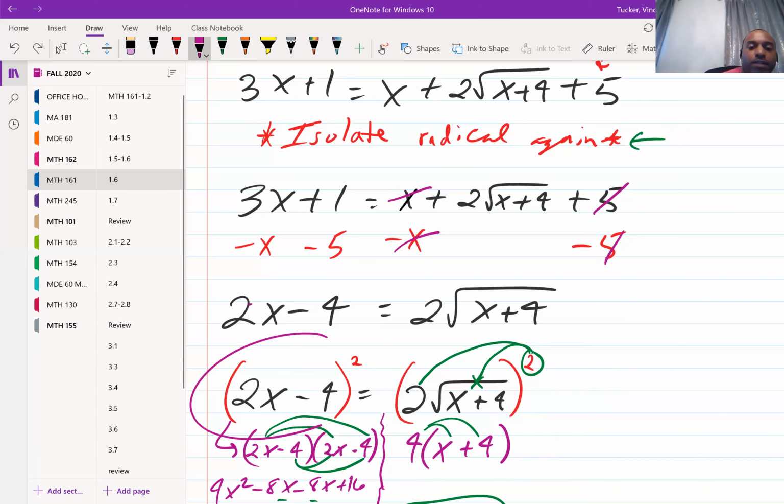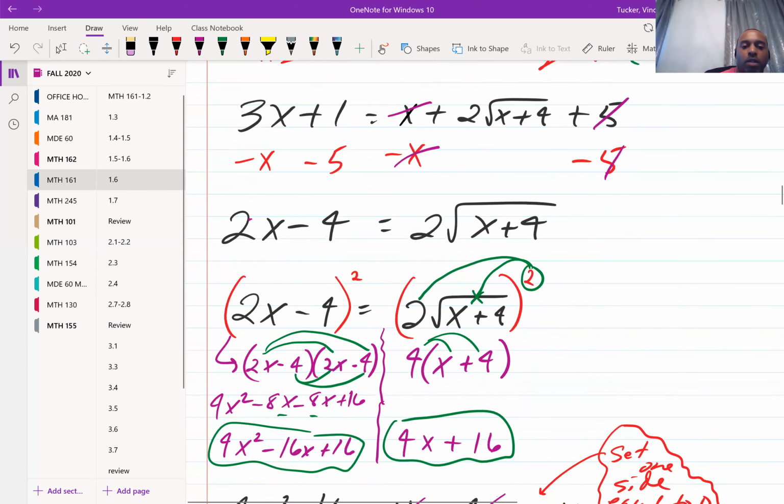And then on this left side, that's just your binomial, wherein you will FOIL it out, 2x minus 4 times 2x minus 4. So that would be the result of both sides of your equation once you simplify and distribute as much as possible. Distributing the 4 on the right gives you 4x plus 16. Then on the left, doing your distribution, that's 4x squared minus 16x plus 16 once you finished up.